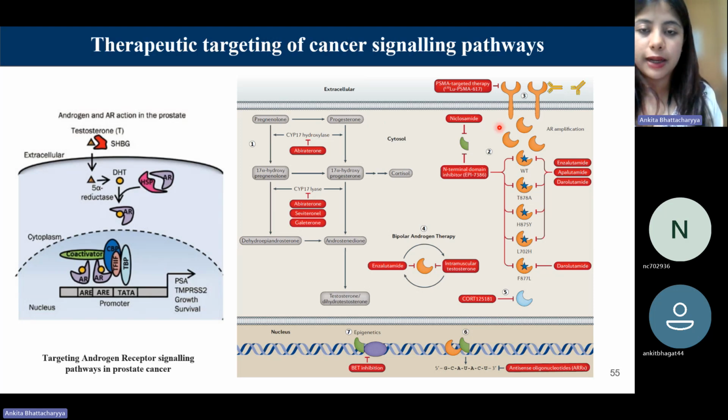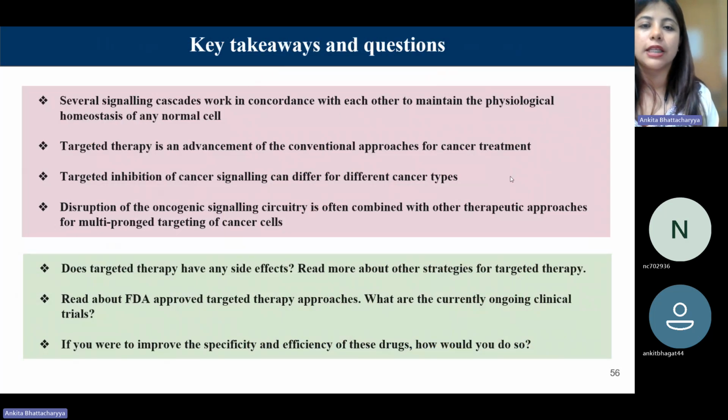So we'll wrap up the session for today. So basically, key takeaways. First thing you need to remember, there are multiple signaling cascades that are working in concordance with each other. That is necessary to maintain the physiological homeostasis of any normal cell. Targeted therapy has become an advancement of the conventional approaches for cancer treatment.